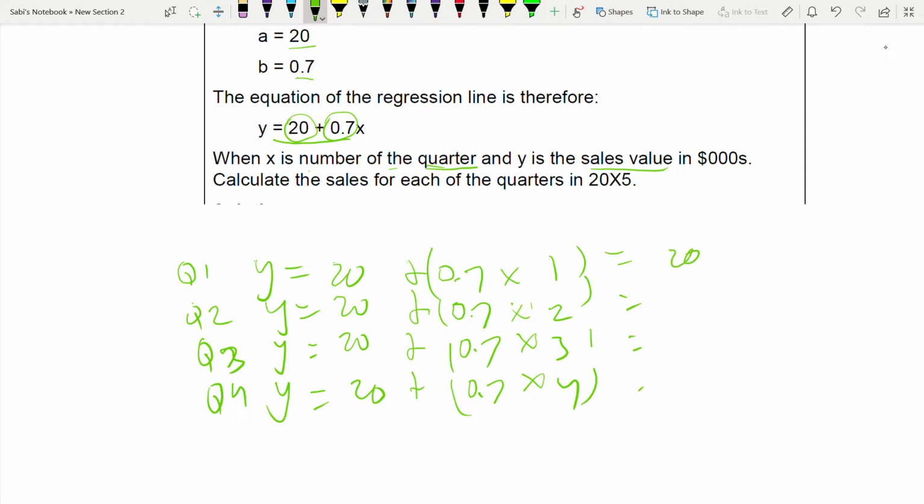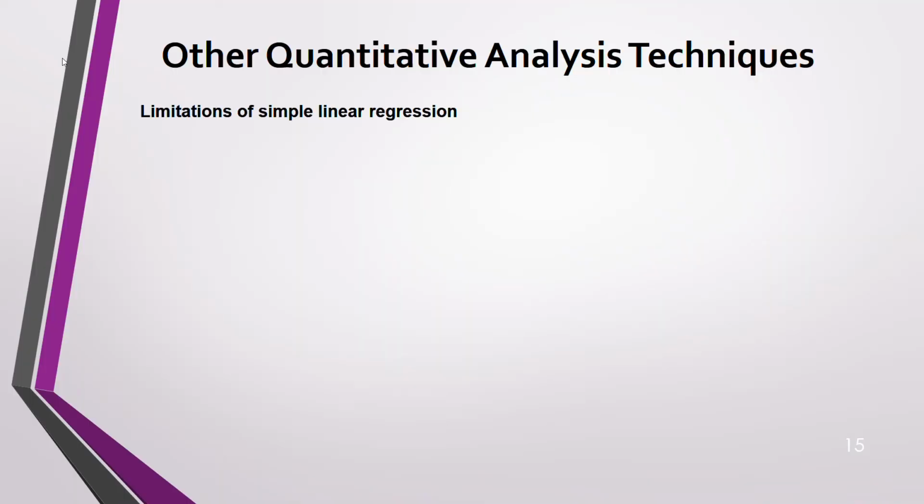Here it is 20.7, but actually it is 20,700 because they told us it is in thousands. Then 21.4, 22.1 and 22.8. You see? You don't have to draw the diagram and all. This is what you have to know. This is how you calculate. Now let us go to the limitations of this model. Limitations of linear regression. Number 1.